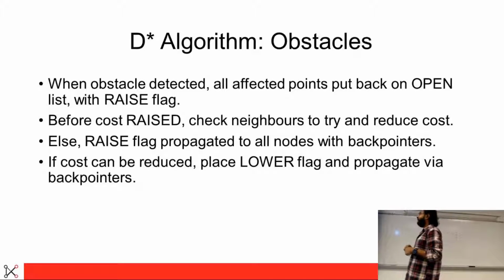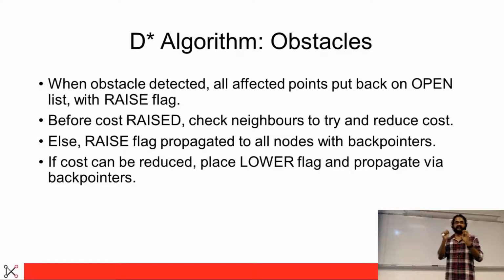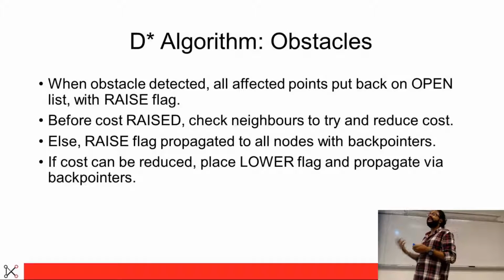Now, the idea is that when an obstacle is detected, you plot a path, you proceed down that path, and you hit an obstacle. At that time, you have to do the replanning. Given the point that you're on, all of its neighbors are put back into the open list, and their costs are raised, marked with a raise flag. But before you physically raise the cost of all these nodes, you try and see, is there a way I can avoid this? If there is, then you try that.